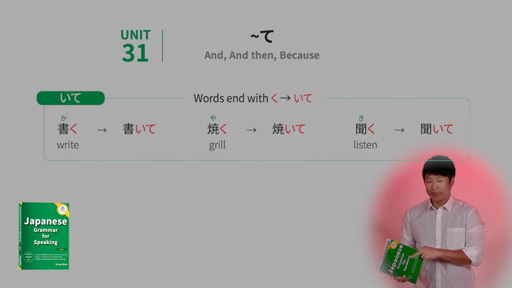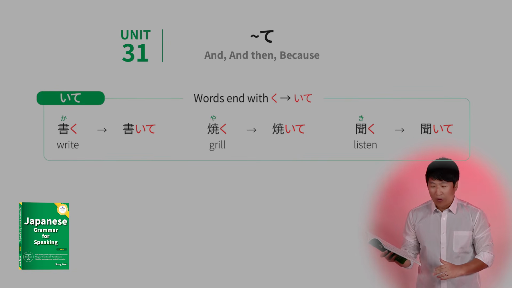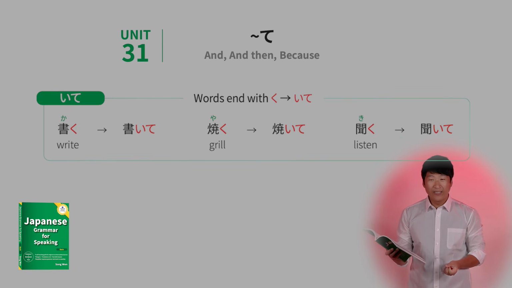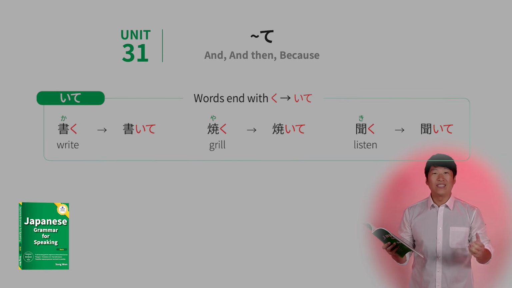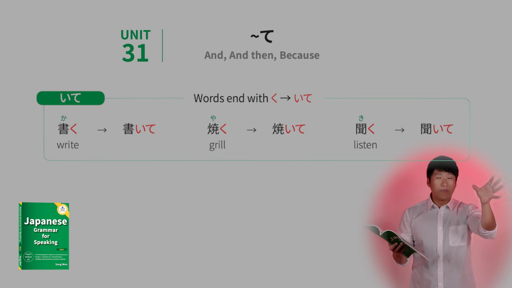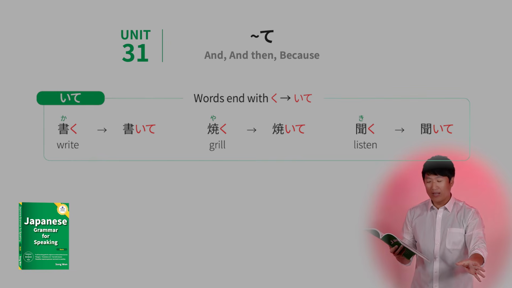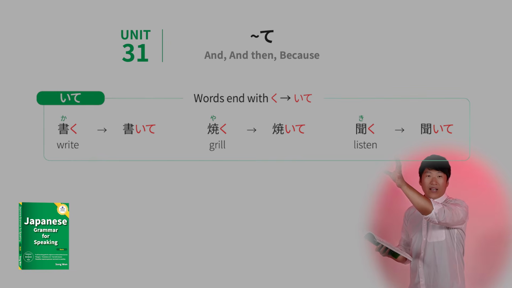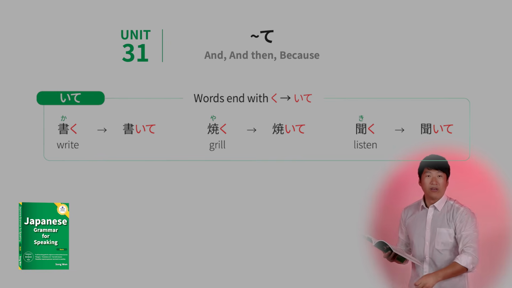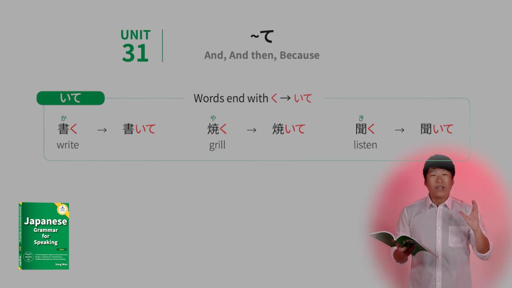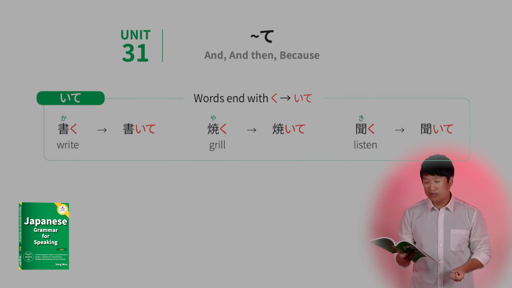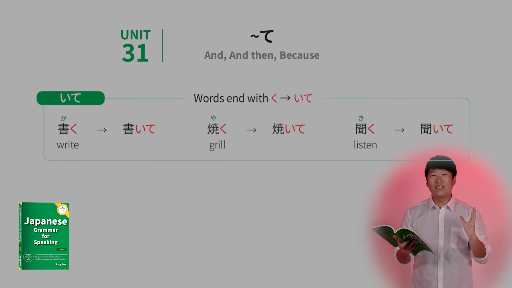Japanese grammar for speaking, Unit 31. Finally, we're here to learn how to use te. This te is really important because it leads to another format. Remember the must format and the infinitive format we have studied, and this makes other grammar so useful. So it's a must. You have to understand how to use this te.